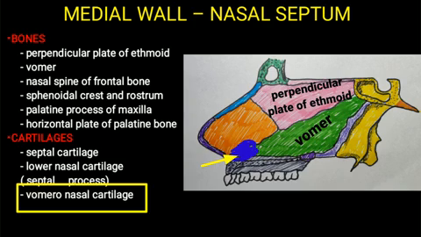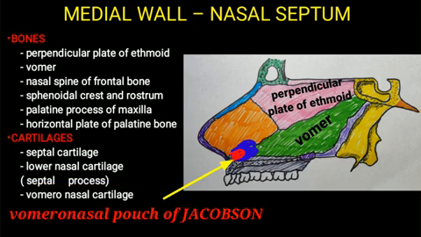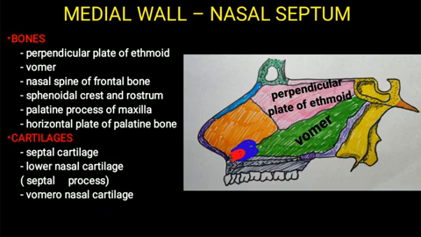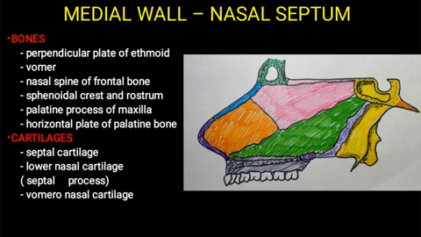Sometimes a vomeronasal cartilage intervenes between the vomer and the septal cartilage, which contains a mucous pouch called the vomeronasal organ of Jacobson. This receives the olfactory nerves and is lined by the olfactory epithelium. Mostly these vomeronasal organs are rudimentary in humans, but are well developed in rabbits and dogs.